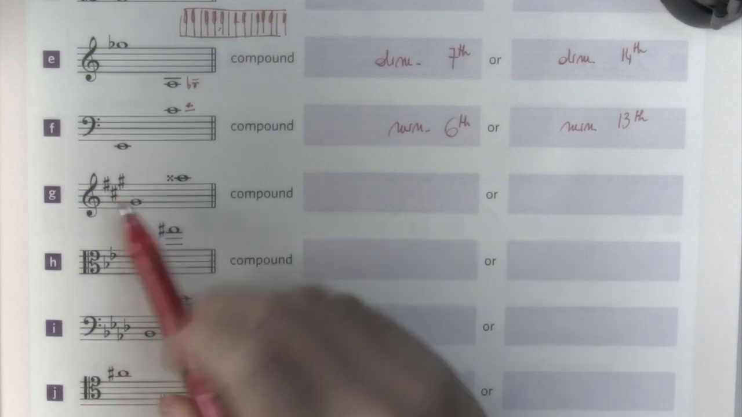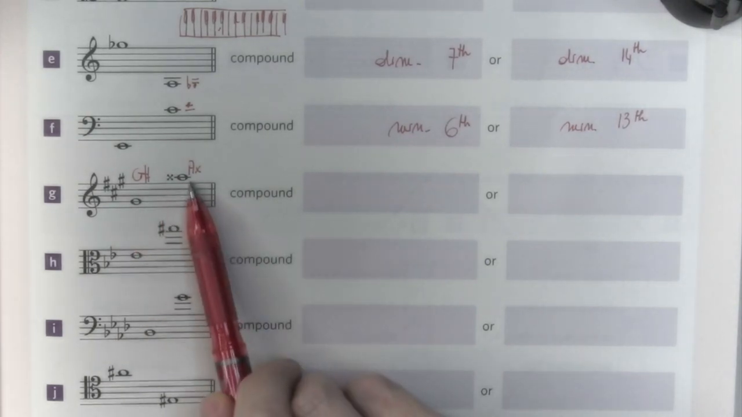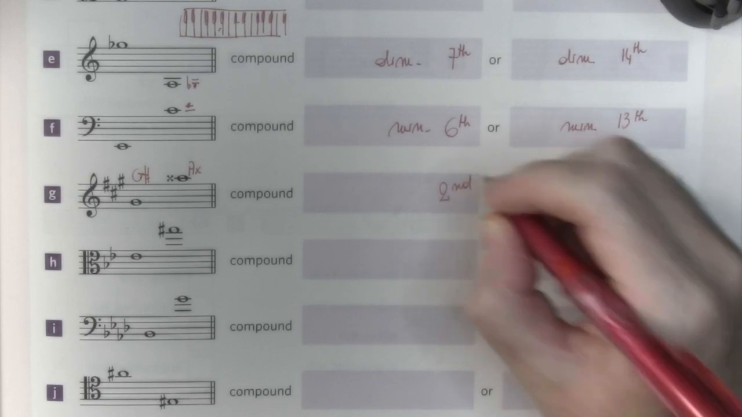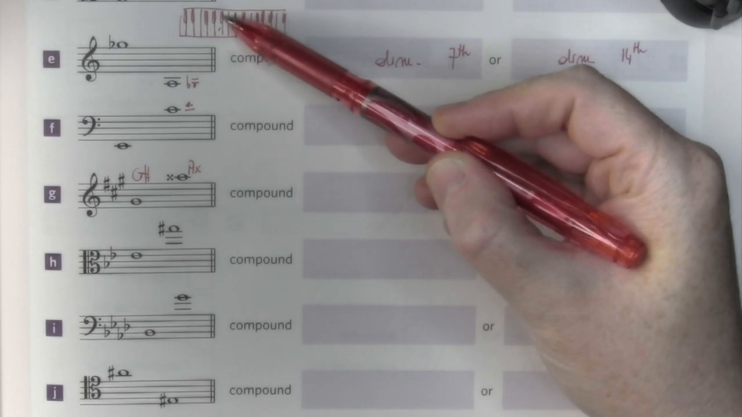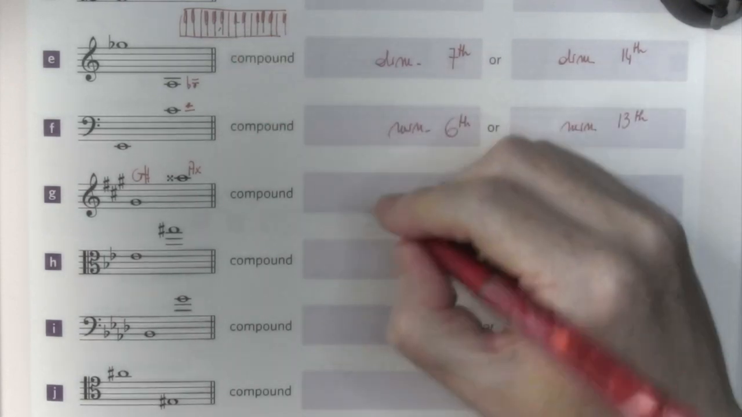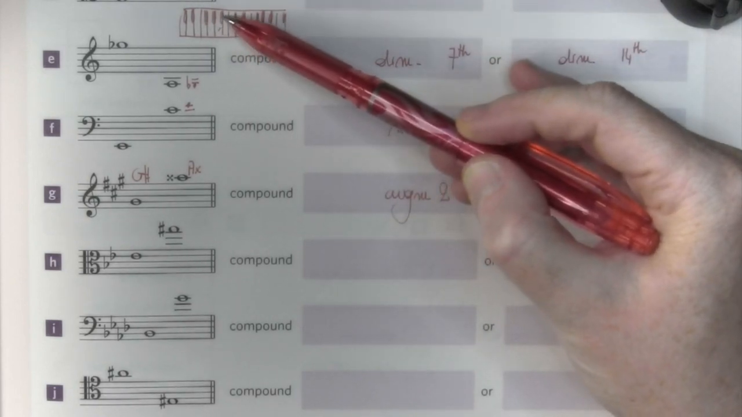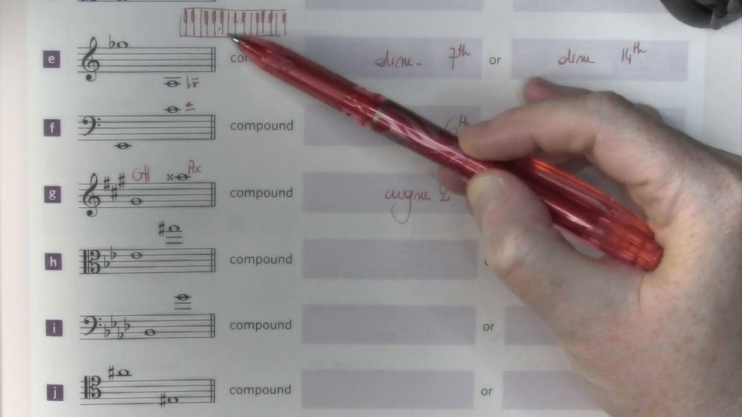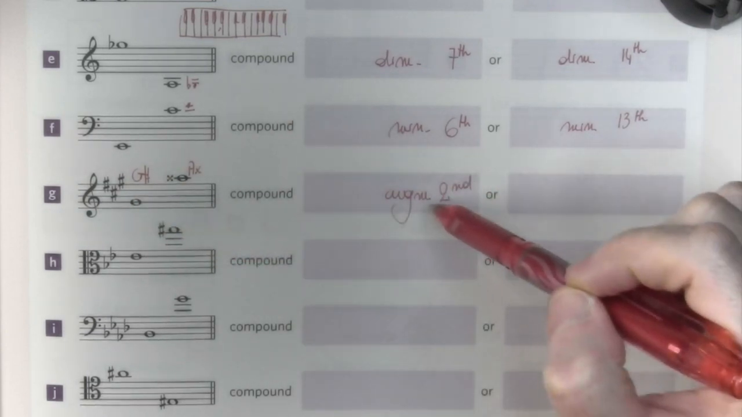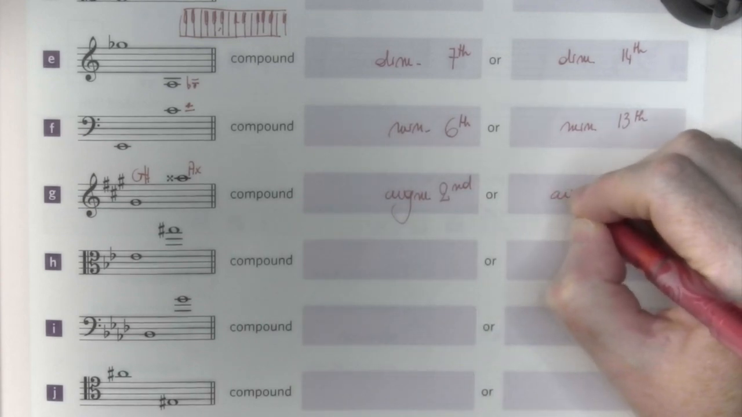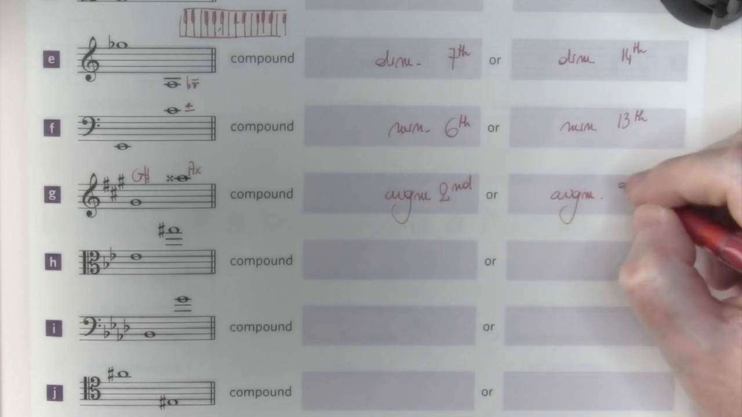Sol sharp, la double sharp. So la is a second, so it's a compound second. What type? Let's see. So sharp, la sharp would be major, plus one semitone, augmented. So augmented. Now, let's do that again. From sol sharp, major, la sharp, augmented. What is key here? To read this note, G sharp. If you read it G, you're going to make it wrong here. A major second is also called an augmented second. It is also called an augmented ninth.